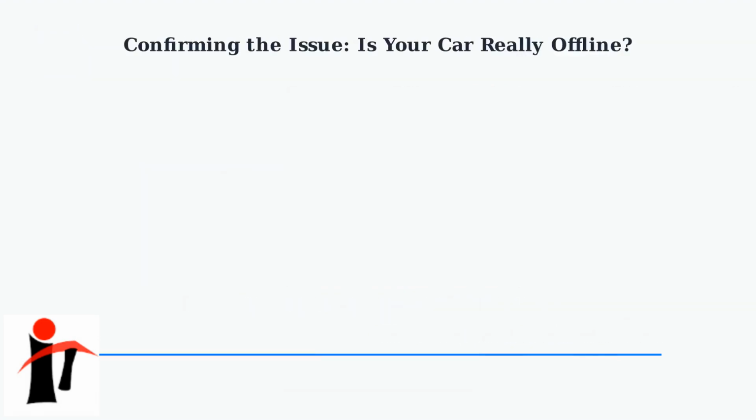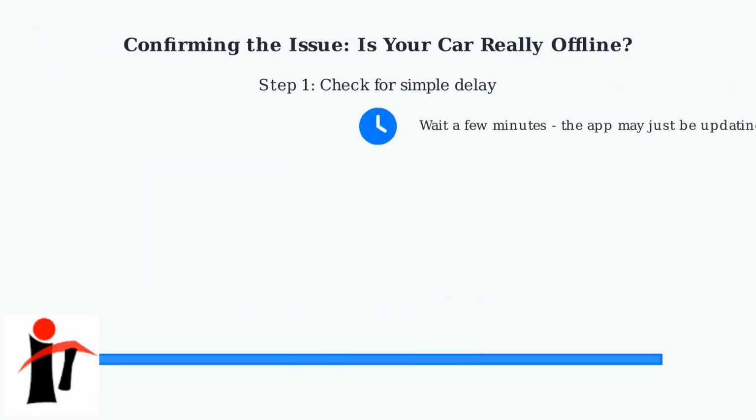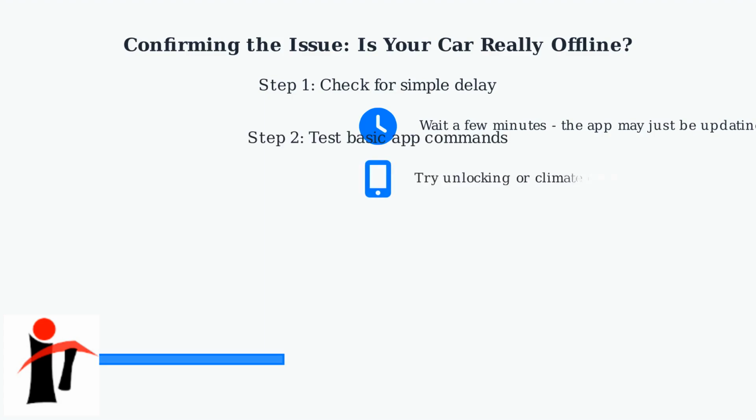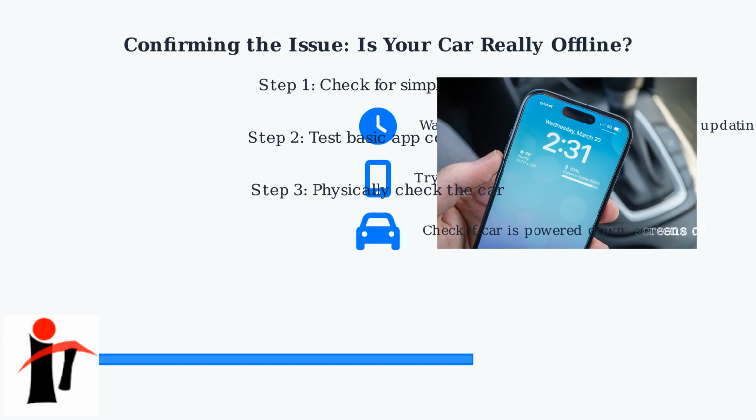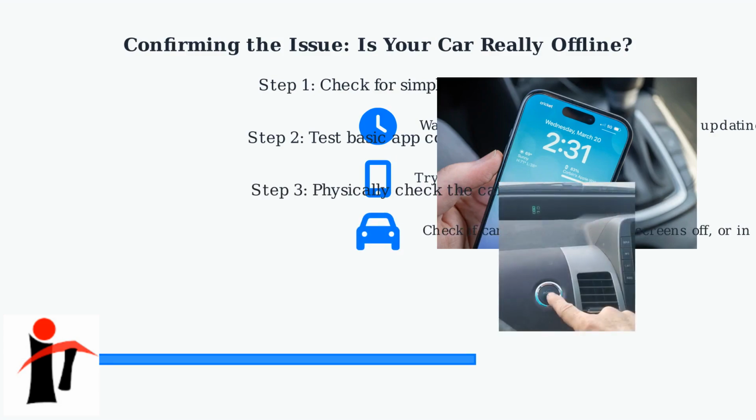To confirm if your Tesla is truly offline, start by checking for a simple delay. Sometimes the app takes a moment to update status. Next, test basic commands through the app. Try unlocking the car or starting the climate control. If these work, the car is likely online. If app commands fail, physically check the car. Is it powered down? Are the screens off? Is it in an area with poor cell coverage?